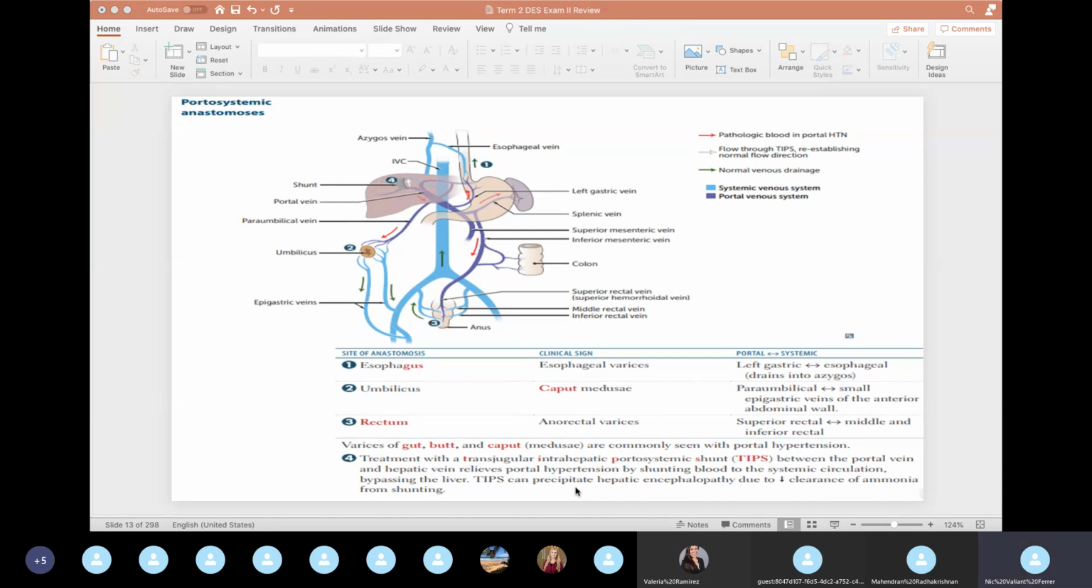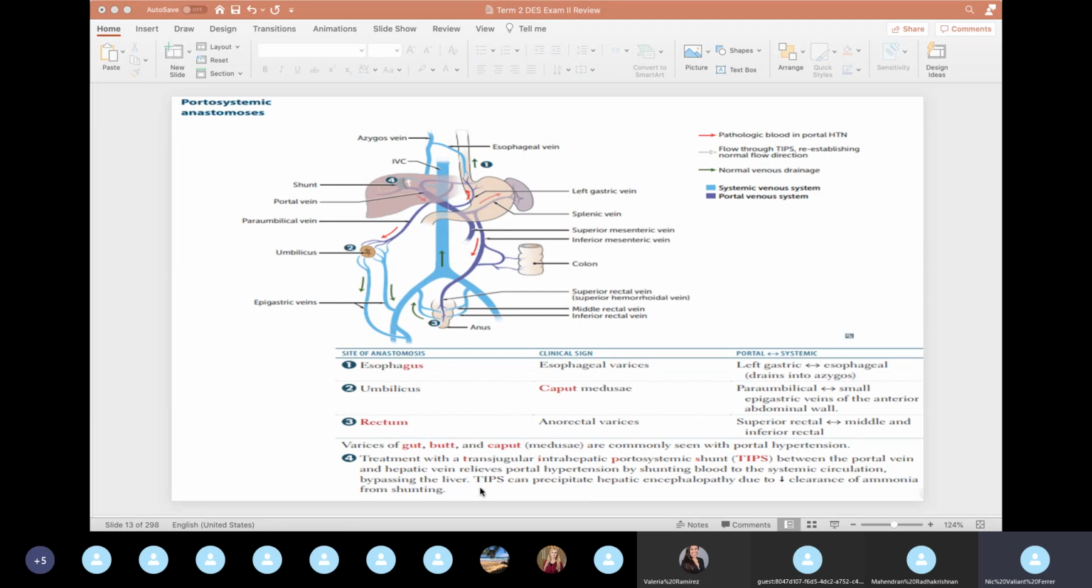Let's summarize. How to relieve portal hypertension, either due to chronic hepatitis, chronic alcoholism, or cirrhosis, via TIPS, transjugular intrahepatic portosystemic shunt. Between what two veins? Between the portal vein and hepatic vein. Why? To relieve the portal hypertension. How? By shunting the blood to the systemic circulation, bypassing the liver.